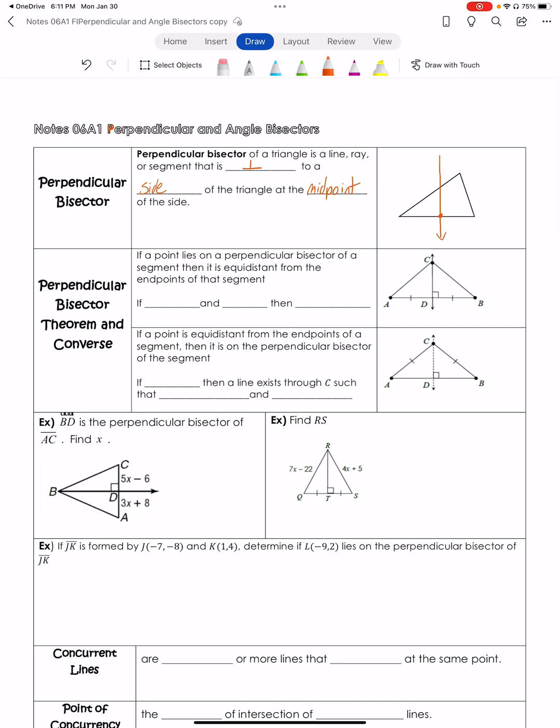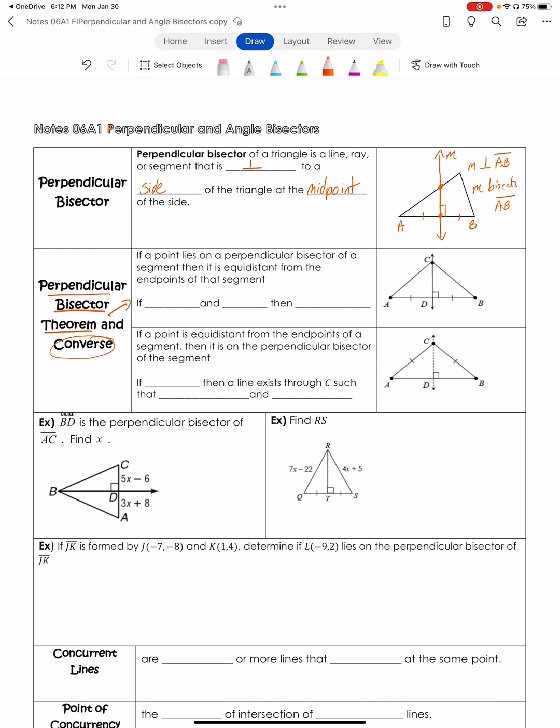And so this right here is your midpoint. I'm going to call this M. Line M is perpendicular to segment AB, and line M bisects segment AB. So it tells you two things. It makes a 90-degree angle with the other side, and it cuts it into two congruent parts. All right.